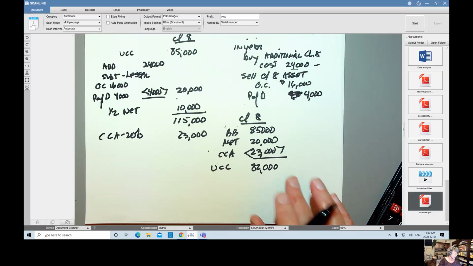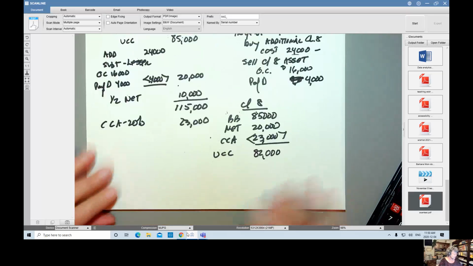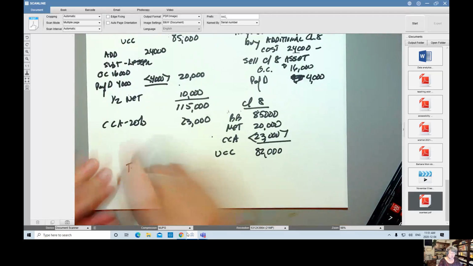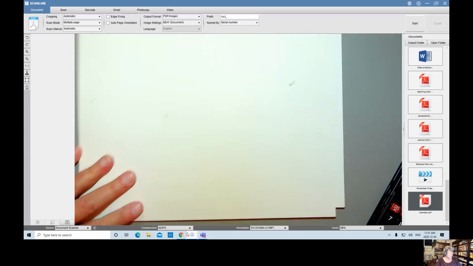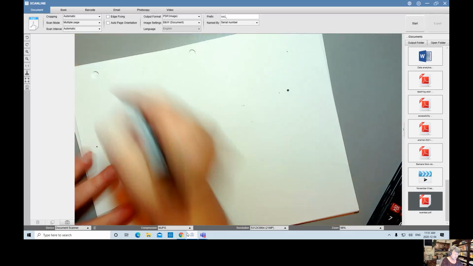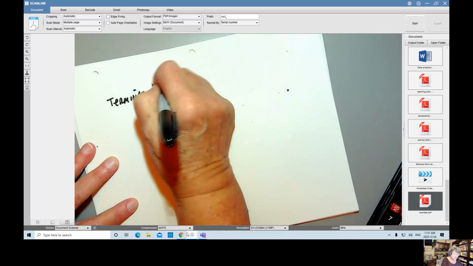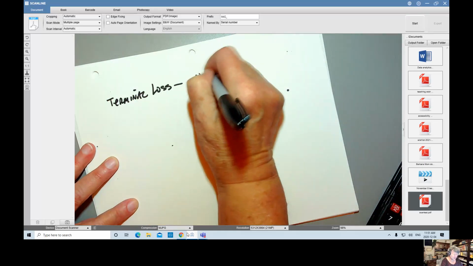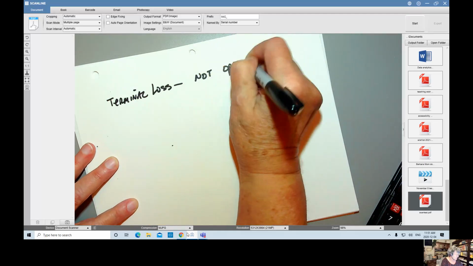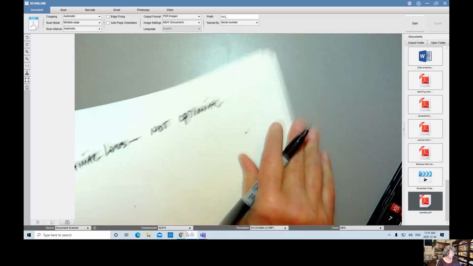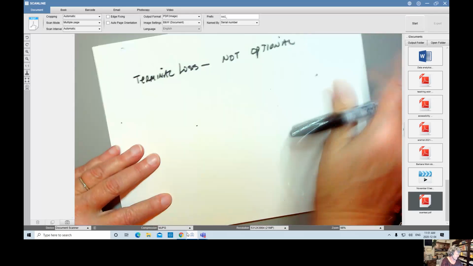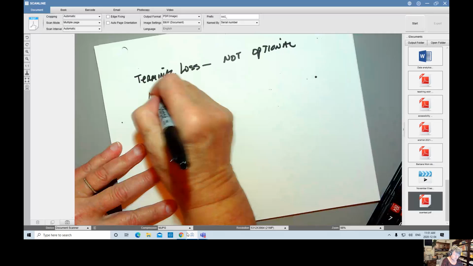That's quite common. Now we want to make sure you're clear on a terminal loss. Let's do another page, a couple of odds and ends here. The terminal loss, unlike CCA, is not optional. Neither is recapture, for that matter. It is not available to employees.